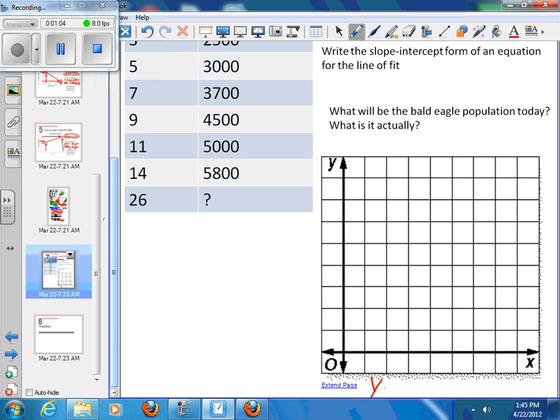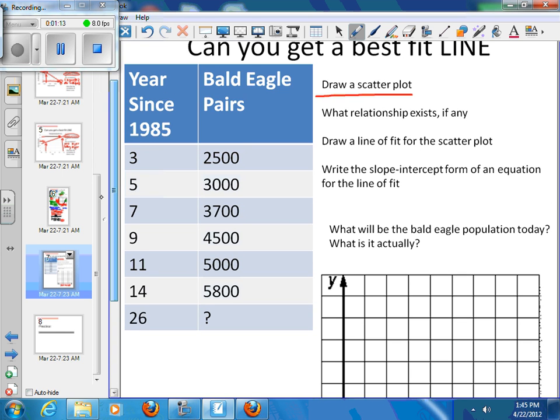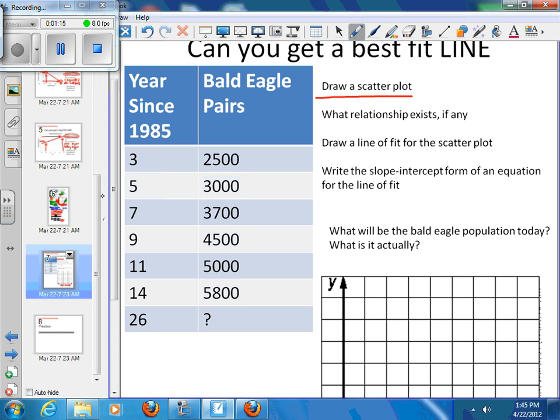So this is years since 1985. Okay, so 3 years since 1985 is actually 1988. 5 years later would be 1990. You get the idea, you just add the numbers together.